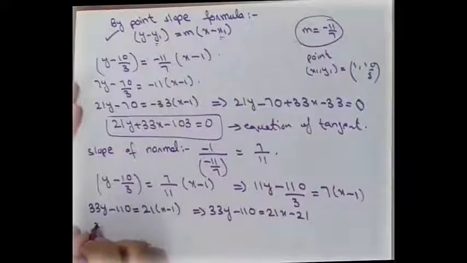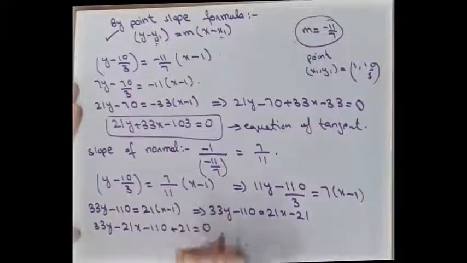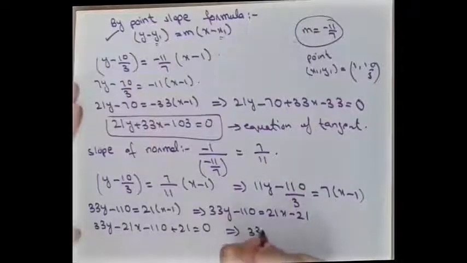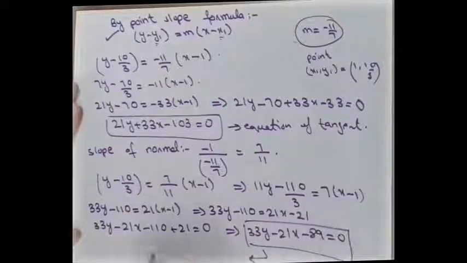Now to solve it, it will be 33y - 21x - 110 + 21 equals 0. And after this, it will be 33y - 21x - 89 equals 0. And this is the final equation.